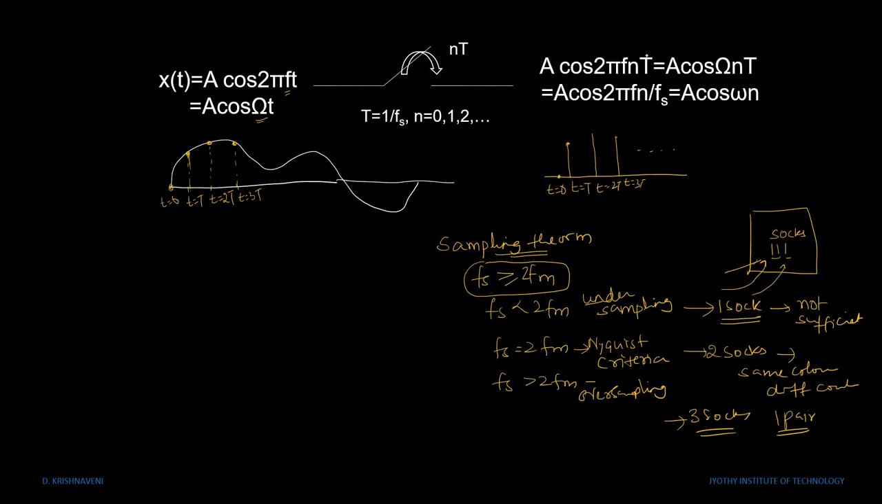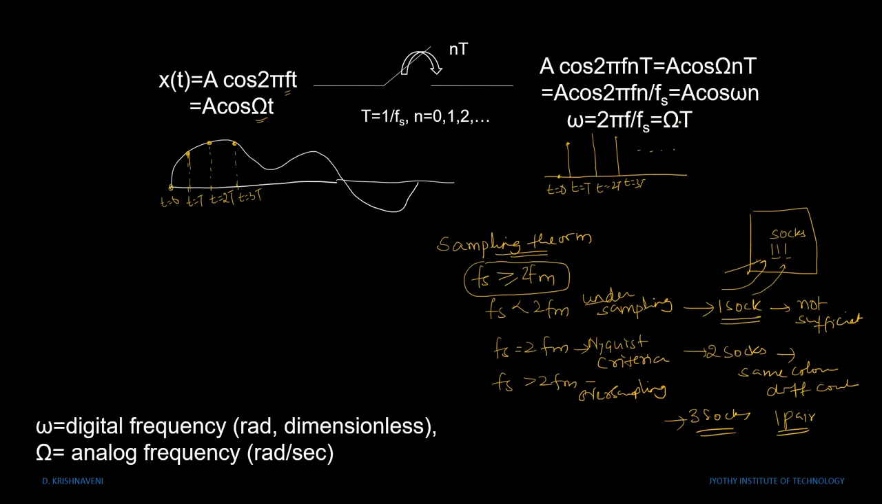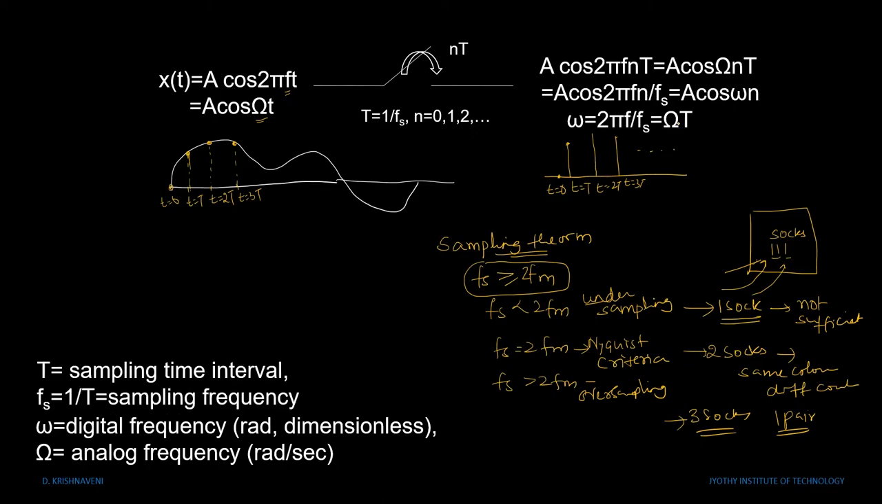Capital T is the sampling period, which can be written as 1 by Fs. So T is replaced with 1 by Fs. So then in that case, 2 pi F by Fs is written as small omega, and small omega is the digital frequency and its unit is radians, and it is dimensionless. Or in other words, capital omega into T is equal to small omega. So omega is equal to 2 pi f by fs, or it is equal to omega T. And small omega is digital frequency, capital omega is analog frequency.